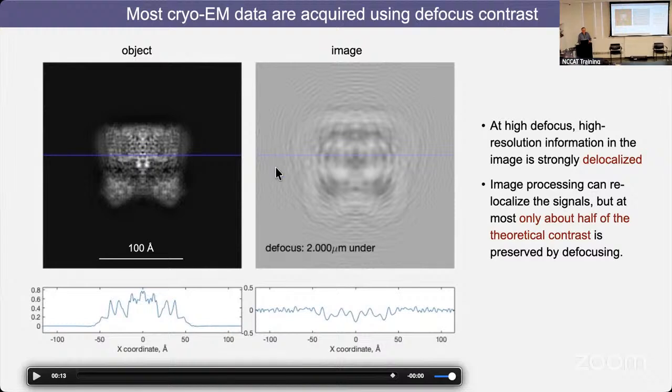And by image processing, we can put those fringes back together and get a good image, as I'll show you later. But in the end, you only get about half as much contrast as theoretically possible. A phase plate allows you to get all of that contrast, and that's why phase plates are really exciting, but not yet available to us mortals.